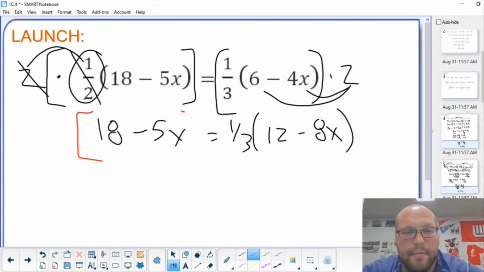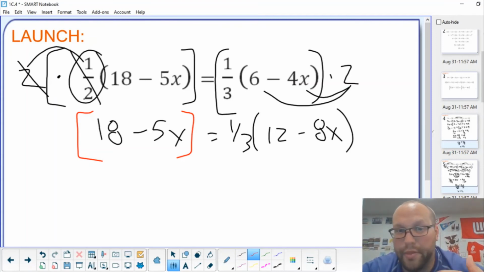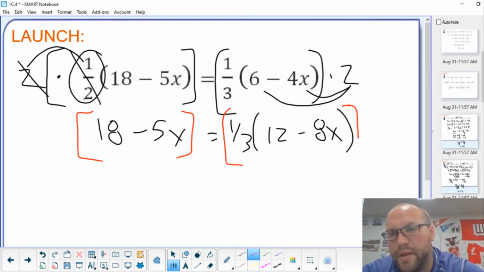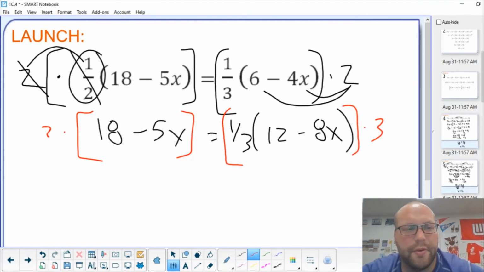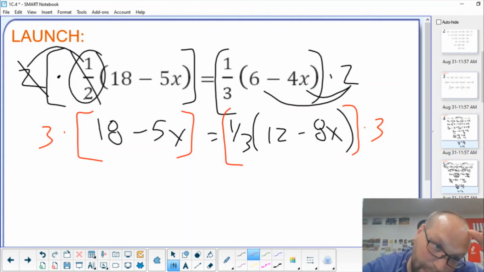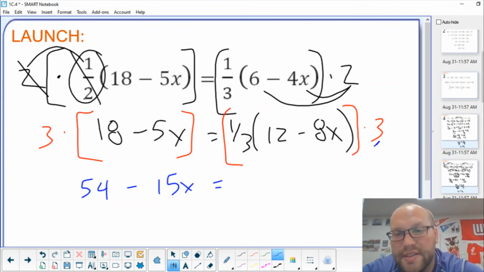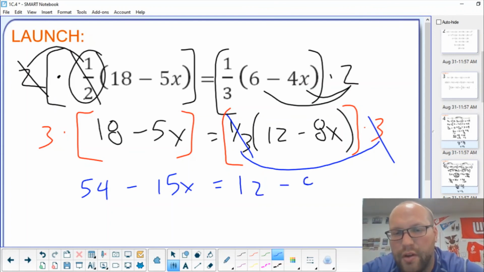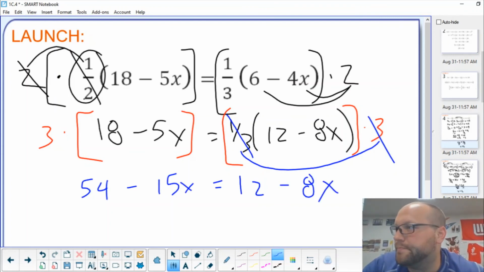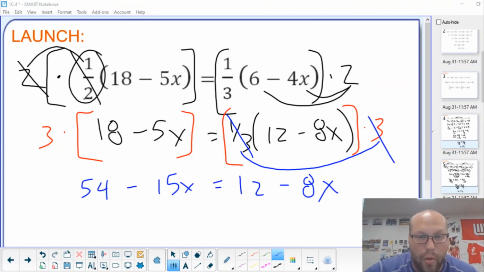And then from there, my next step can be, I want to eliminate that 1/3. It'd be really nice to not have to have that 1/3 in there anymore. So how would we get it done? Well, let's multiply both sides by 3, because 1/3 of 3 is 1. And it's just going to make my numbers just a little bit bigger, but it's totally doable and my fractions are gone. So 3 times 18 is 30 plus 24, so 54. And then minus 15x. And that's going to equal, and the nice part is this 3 times that 1/3, well, that's 1, that reduces. So all I'm left with is 12 minus 8x. And I just made that problem a whole lot easier to solve.